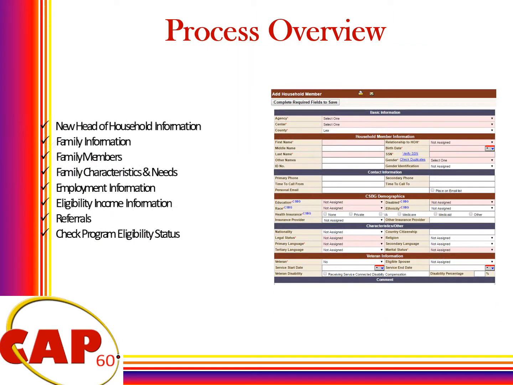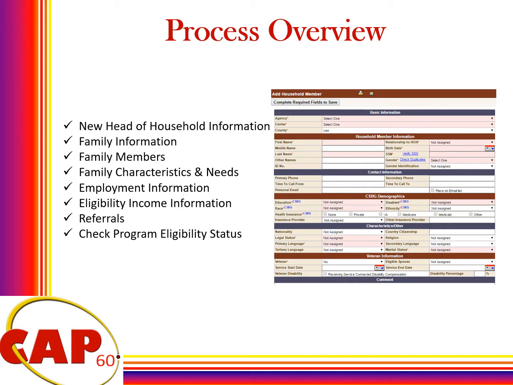During this process, we will be adding the following: new head of household information, family members, family characteristics and needs, employment information, eligibility income information, referrals, and of course we will be checking the program eligibility status.